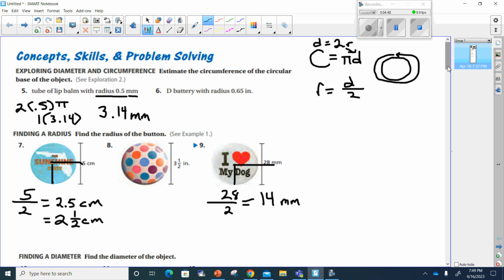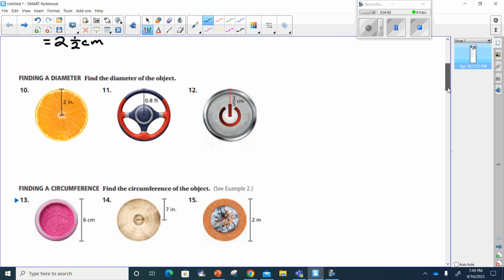All right, let's go ahead and go to number 11 now. It says find the diameter. This time they gave us the radius. So remember, the diameter formula is 2 radiuses. Radius times 2. So I'm going to take this 0.8, I'm going to multiply it by 2. That's going to give me, I'm thinking 1.6, but it could be 0.16.